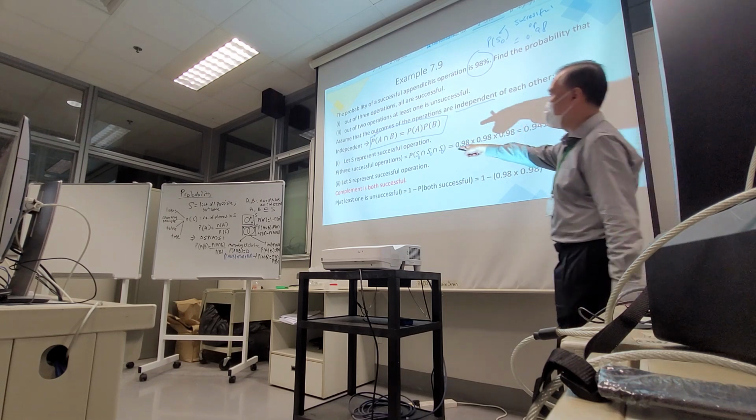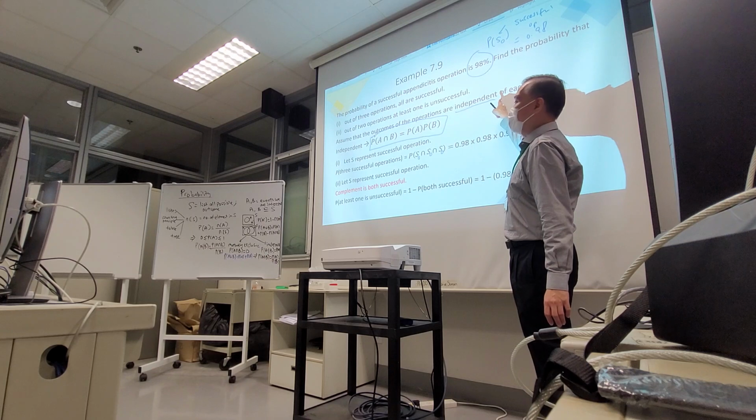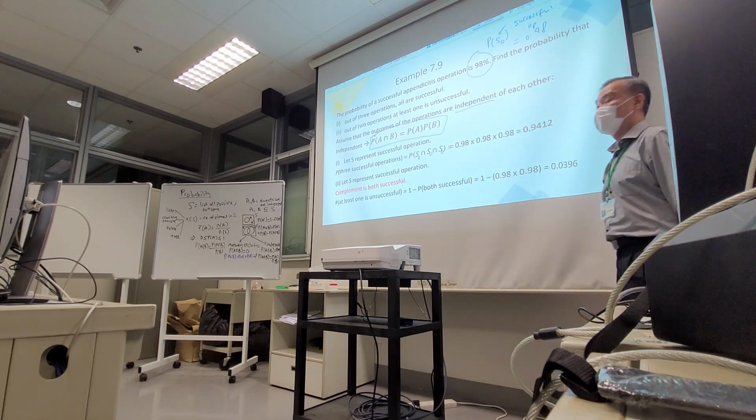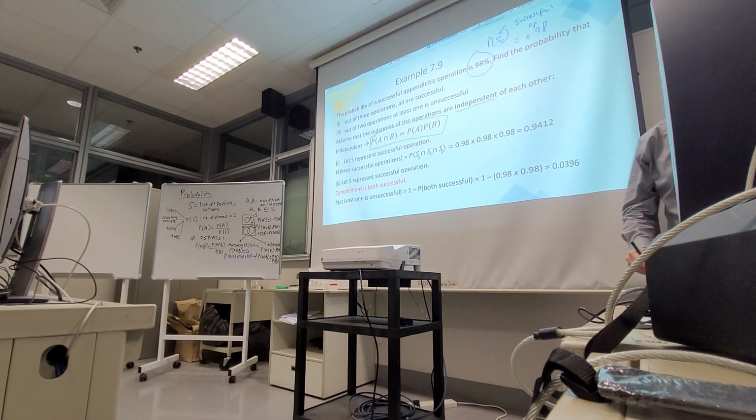So why can you multiply? Because they're independent, right? And then you just multiply them. And over here, you want to have 2 successful operations and 1 not successful.